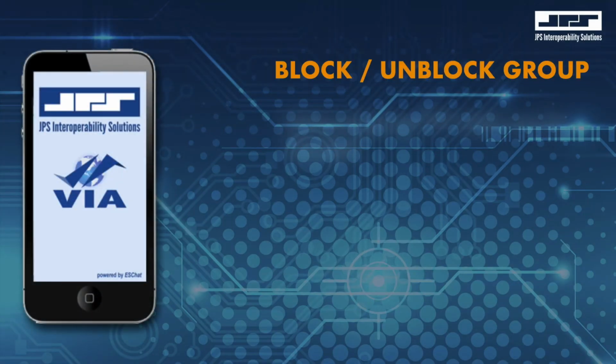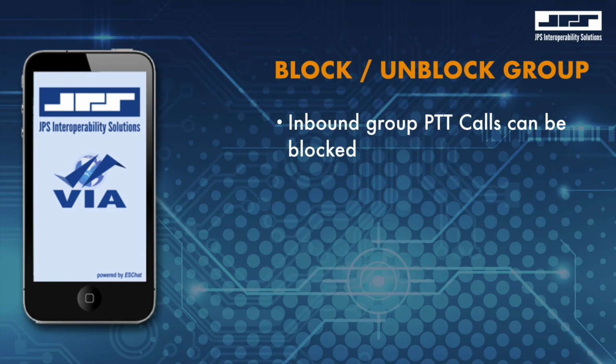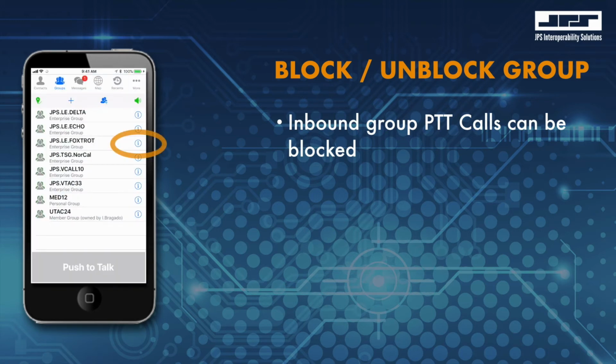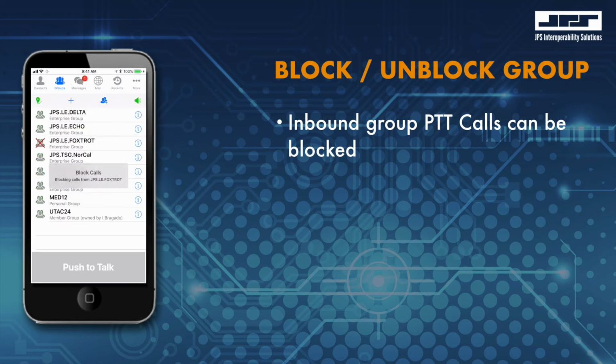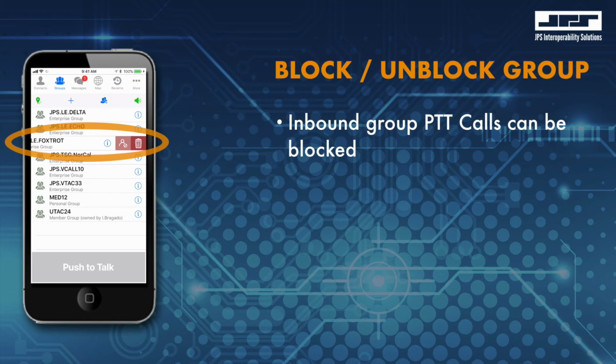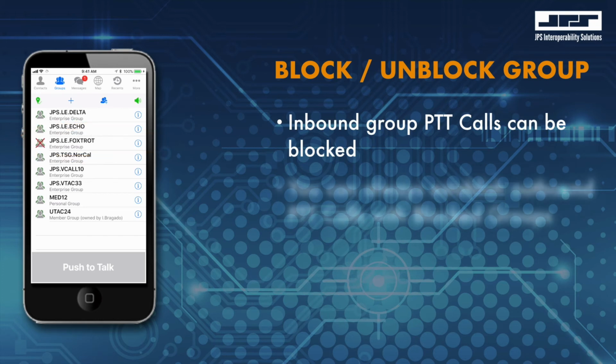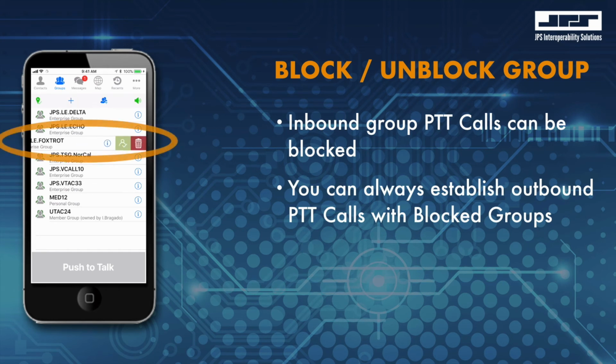To block and unblock a group in your groups list, tap the I at the right of the group's name, and then tap Block Calls or Unblock Calls. Alternatively, from the groups list, swipe the group's name to the left, and then tap the user or silhouette to perform the same blocking functions. And again, remember, at any time, you can always initiate an outgoing PTT call with any blocked group within your list.